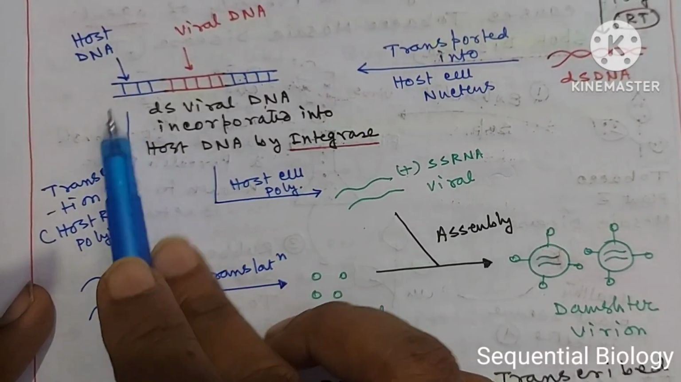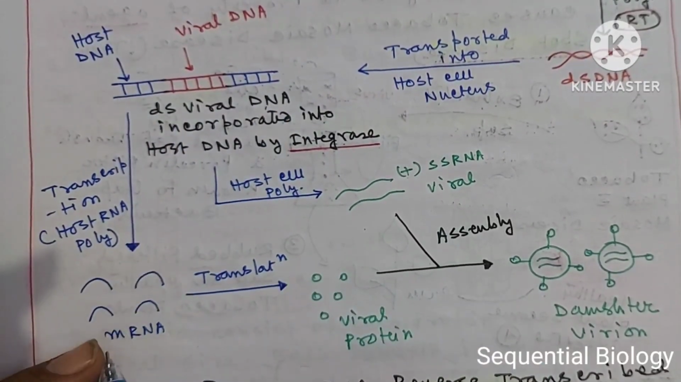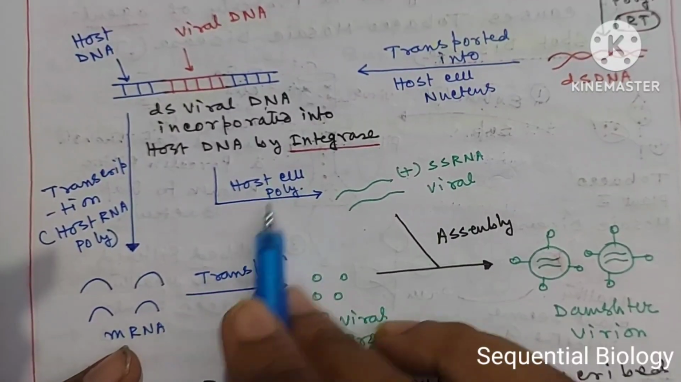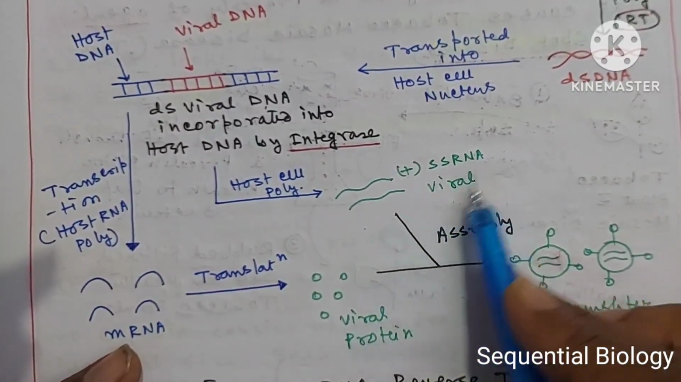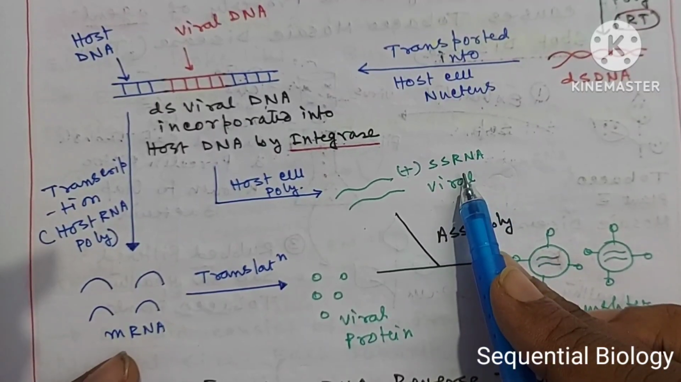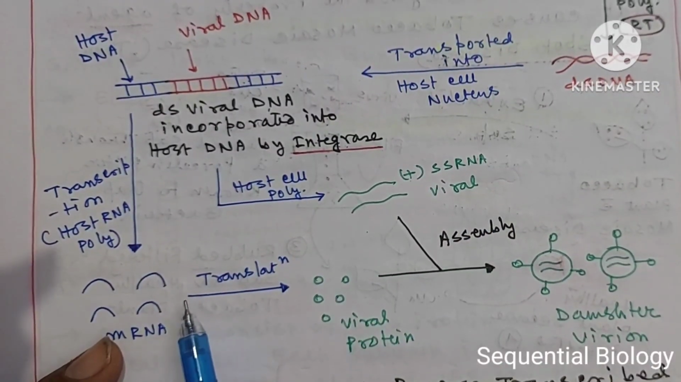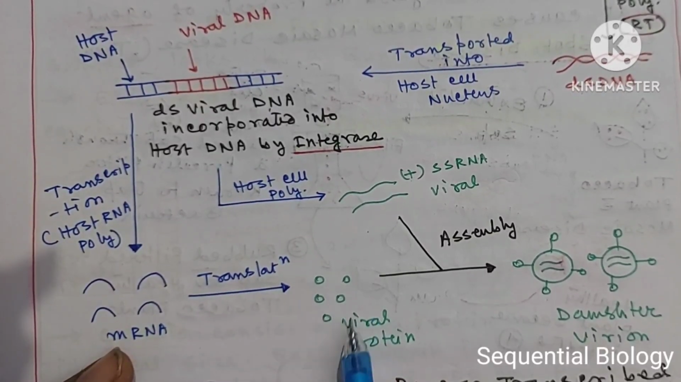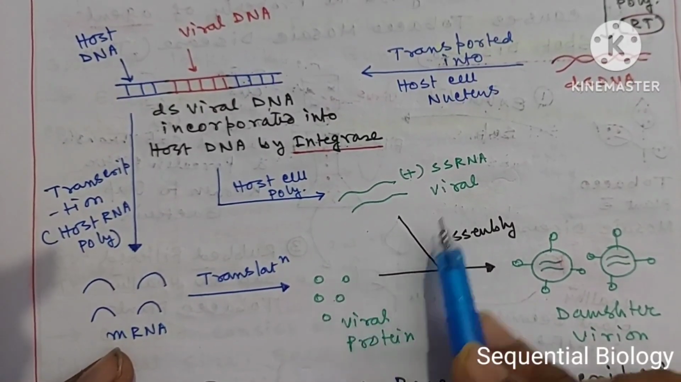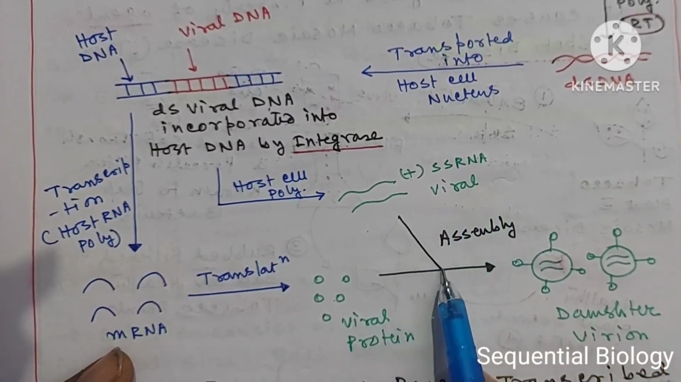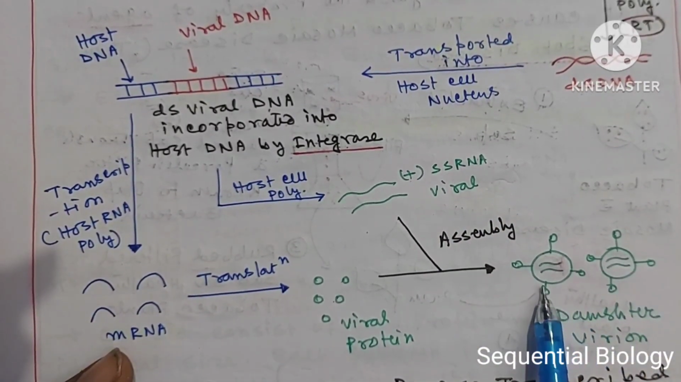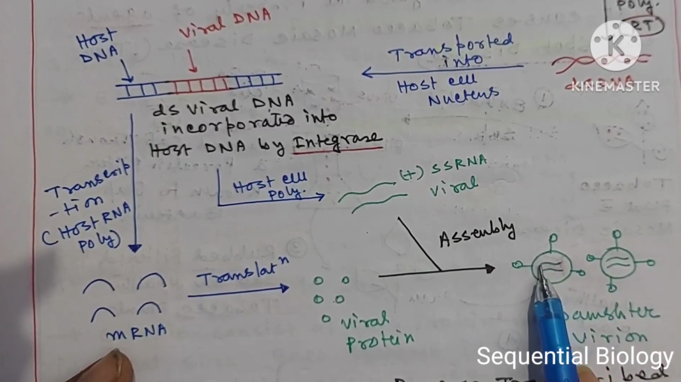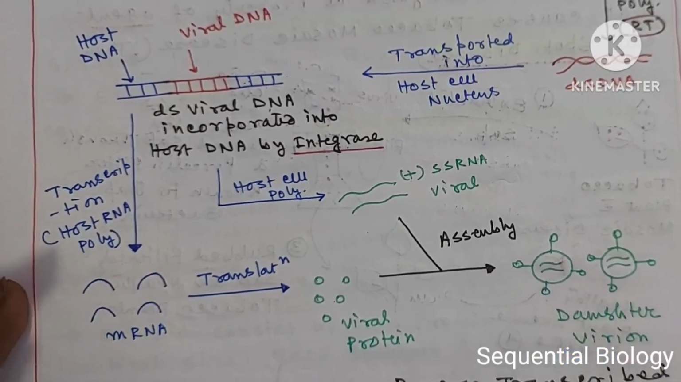Now the 3' to 5' strand is transcribed to form the mRNA, that is the plus RNA, and the host cell polymerase also produces the plus ssRNA, which is the viral ssRNA. By the process of translation, the mRNA is translated to form the viral protein, and this viral protein and the plus ssRNA are assembled together to form the daughter virion. Inside this daughter virion we can see the two strands of ssRNA.